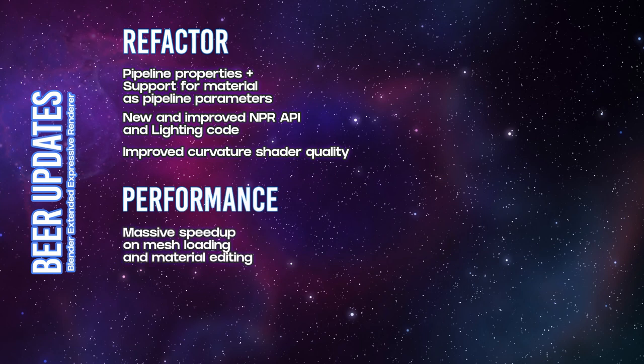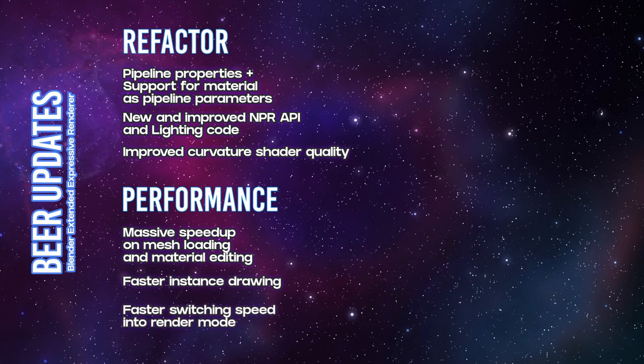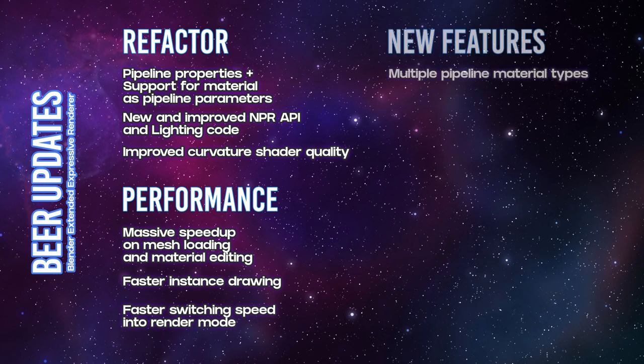For performance, a massive speed up on mesh loading and material editing. We also have faster instance drawing. Switching speed to render mode in the viewport has increased. The new features are multiple pipeline material types, multi-material objects, and transparent materials. Transparency is a major feature for us. It has caused a huge rewrite on the whole rendering pipeline and how data is handled.